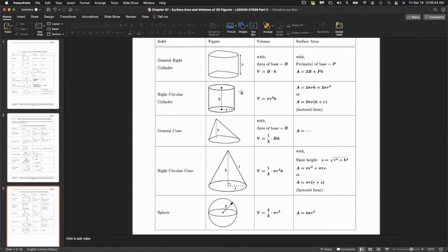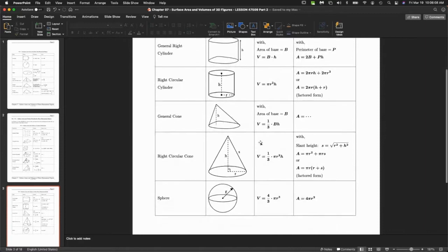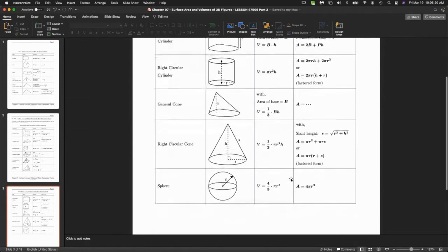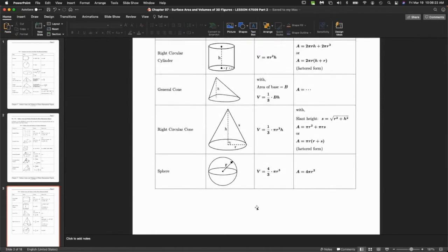You've got cylinders, which actually use the same formulas as prisms. These two formulas for the general right cylinder are the same as for the polyhedra that are prisms. Then we have cones. A cone has the same formula as the pyramid when you write down the area of the base. And then you can substitute that area of the base with a circle, and you get a right circular cone. Finally, down at the bottom here, we have a sphere.